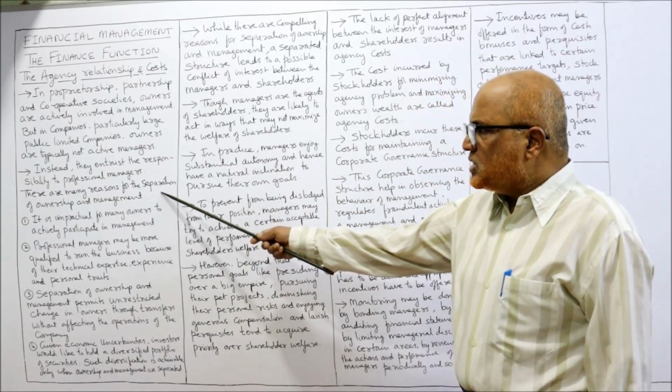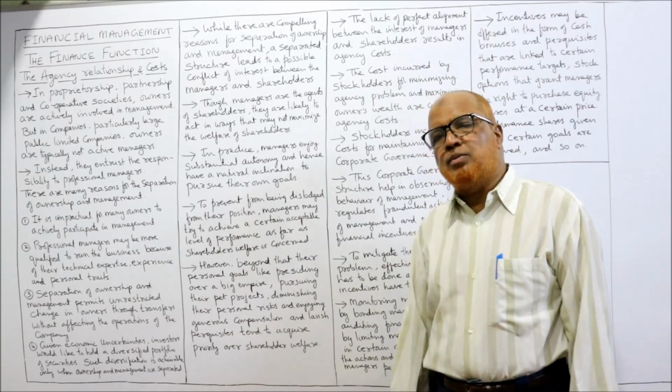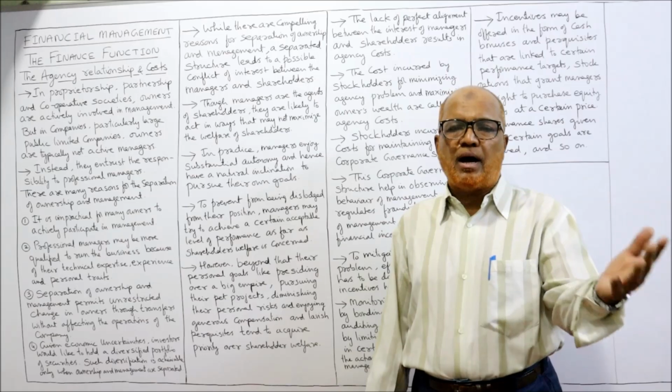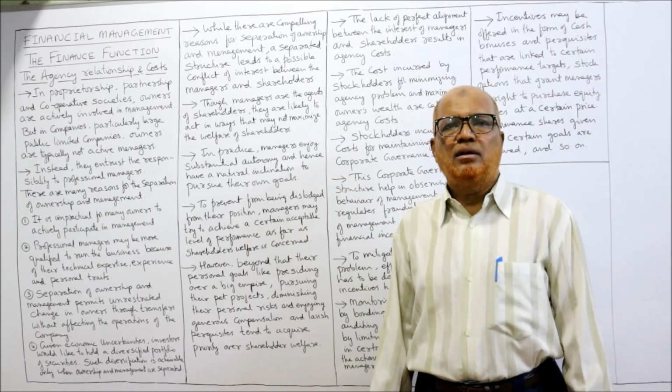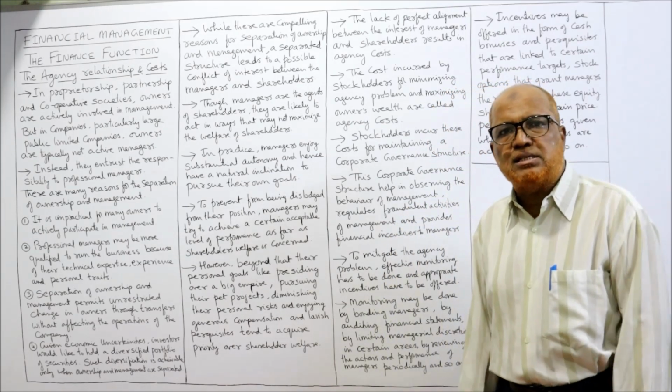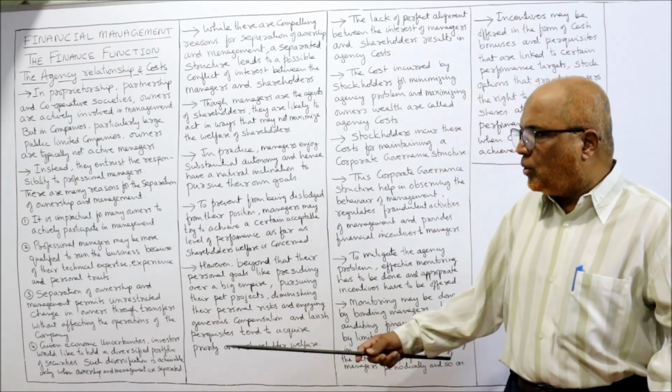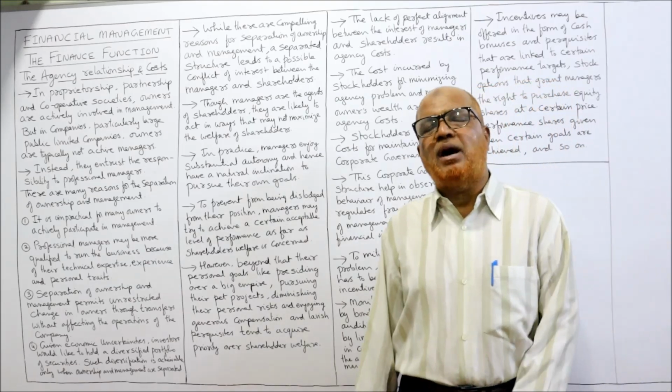Now there are many reasons for the separation of ownership and management. Why in companies will the ownership and management be different? There are many compelling reasons. The first reason, it is impractical for many owners to actively participate in management.